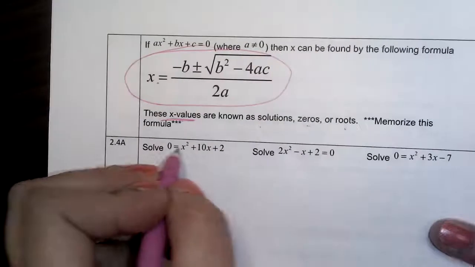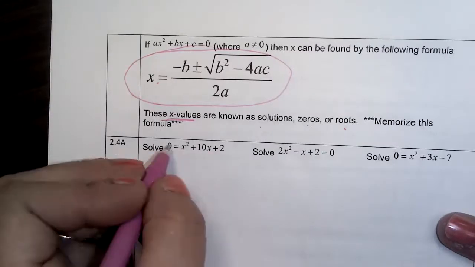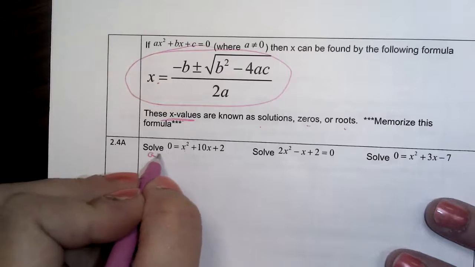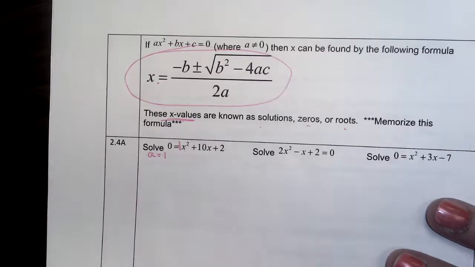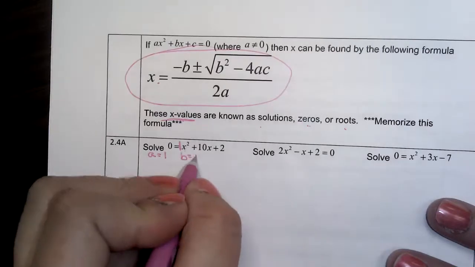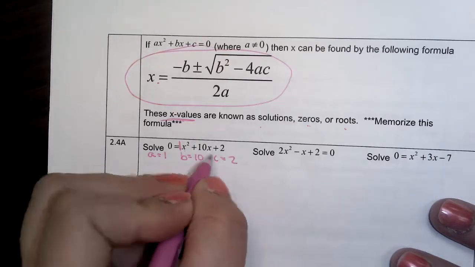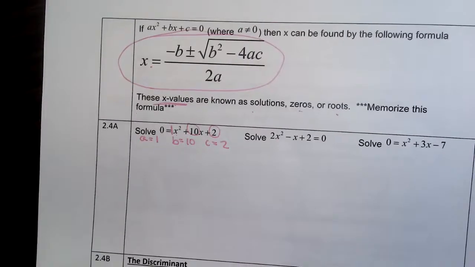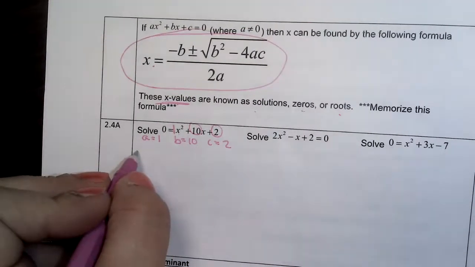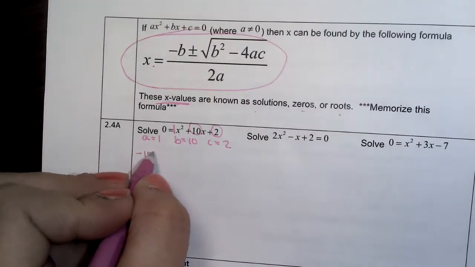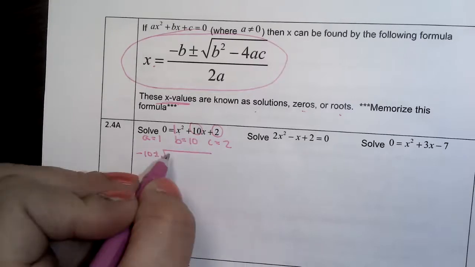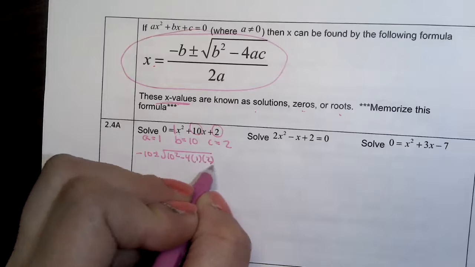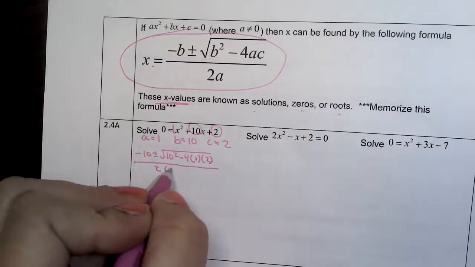All right, so let's go ahead and do the quadratic formula a couple of times. So here, our a equals 1 because our coefficient right there is 1. Our b equals 10 and our c equals 2. Okay, so I'm just looking at those coefficients. I don't need any x's in here. Okay, so now I'm just going to write it out. So -10 plus or minus the square root of 10 squared minus 4 times 1 times 2 all over 2 times a.